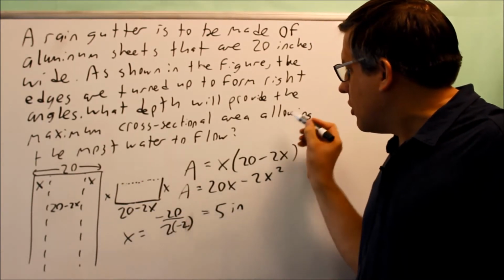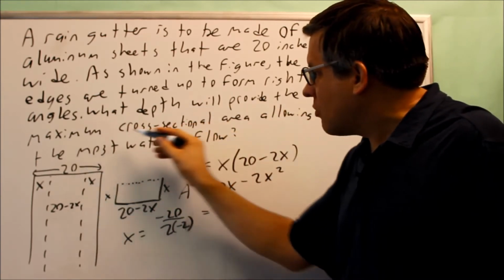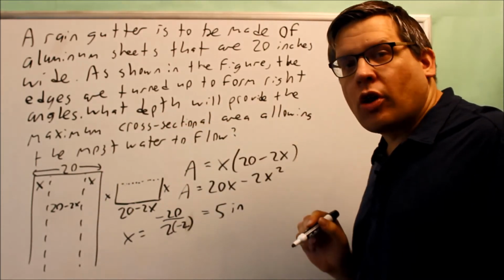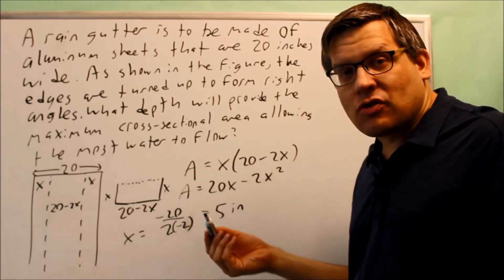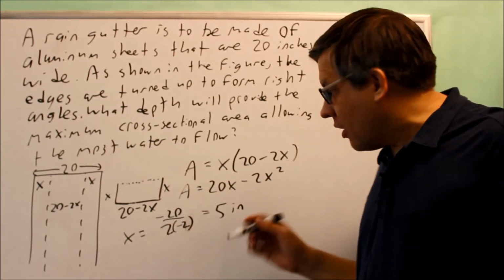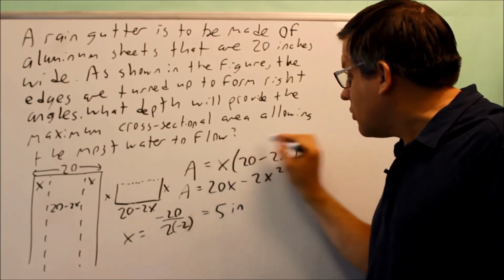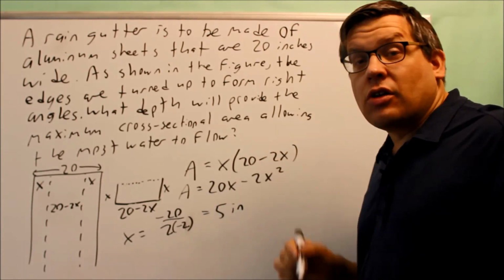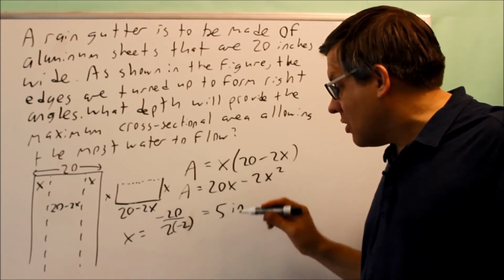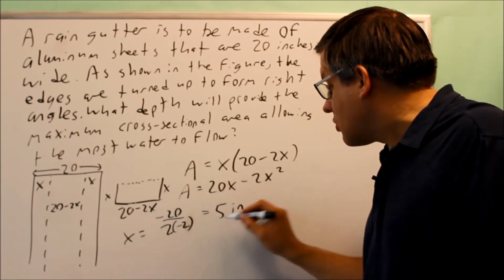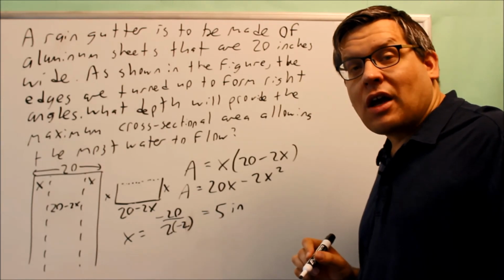Well, let's read the question. It says, what depth will provide the maximum cross-sectional area allowing the most water to flow? So it's only asking us for the depth. It's not asking us for the area. If they did want the area, then we could put 5 back into this expression here, and that would tell us what the maximum cross-sectional area would be. But in this case, it's only asking for the depth. So your answer is just going to be x equals 5.